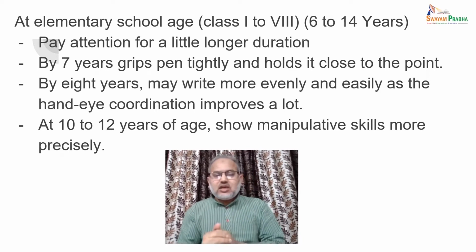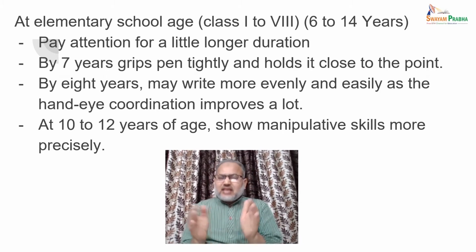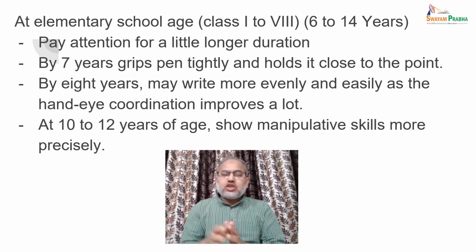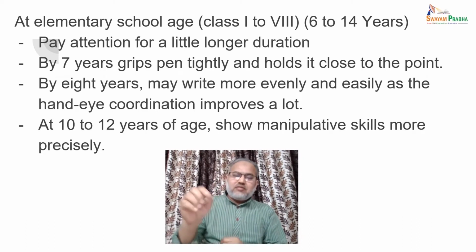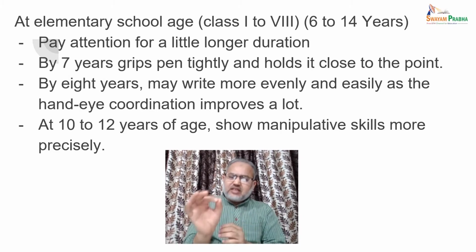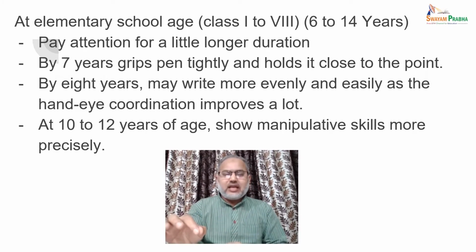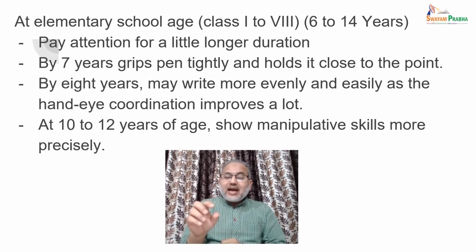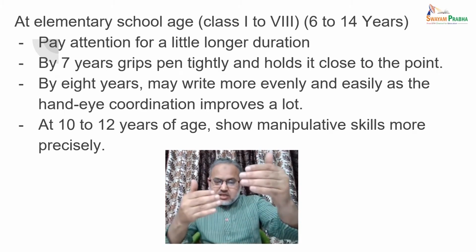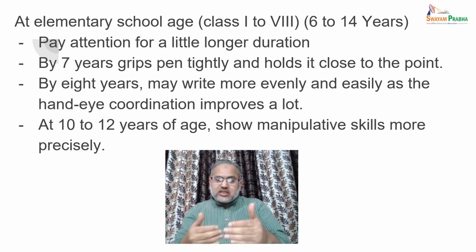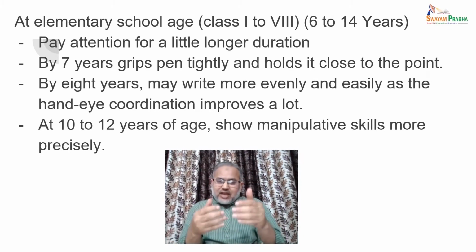By 7 years, the child grips the pen tightly and holds it close to the point. You will find that children at 7 years, when they hold the pen, grip it very tightly and hold it close to the point. By 8 years, they may write more evenly and easily as hand-eye coordination improves a lot. If this is the pattern of growth of the child in terms of writing and holding the pen, then you can say that the child is growing and developing in a proper manner.